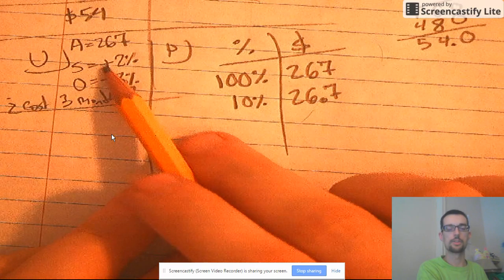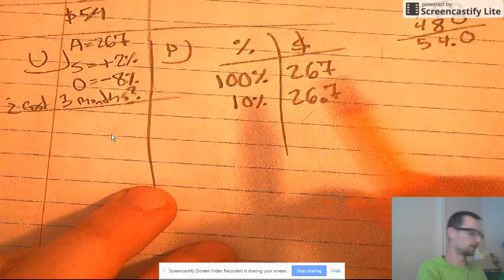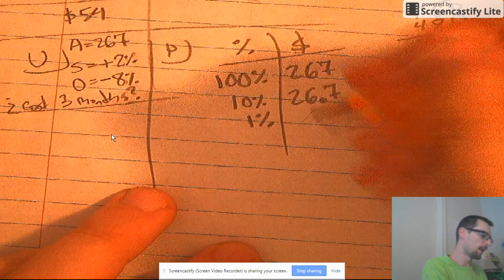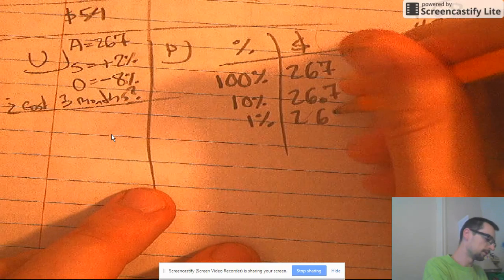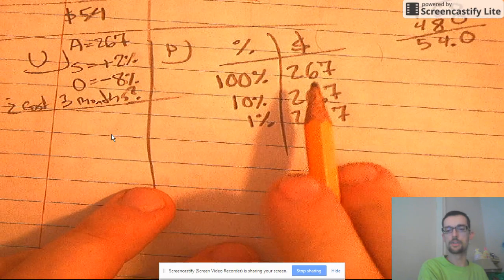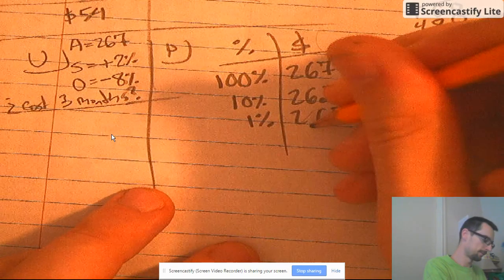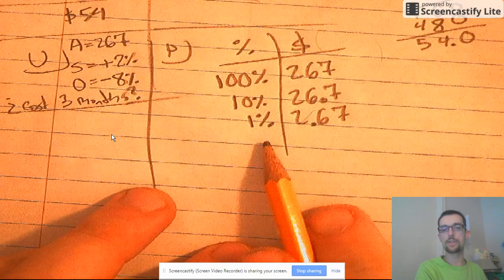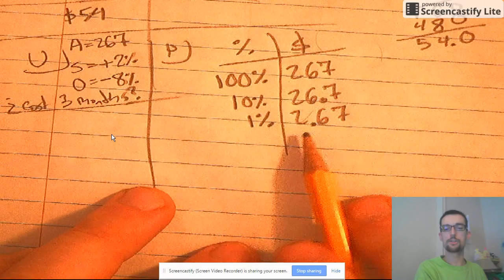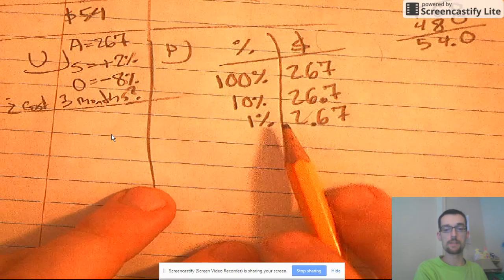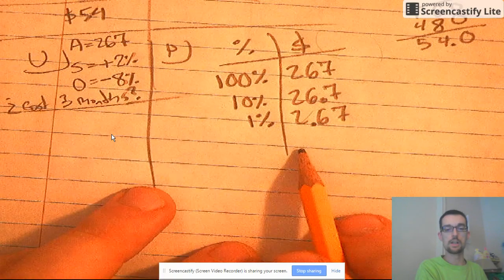It only went up 2%. So let's do one more decimal shift over. Let's do 1%. And that's going to be the same number as 100%, except you shift the decimal place over twice. So that 1% of $267 is $2.67. That's really close to what he paid. He paid a 2% increase, not just a 1% increase.